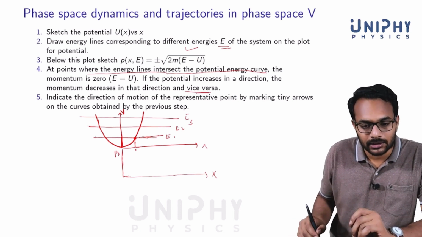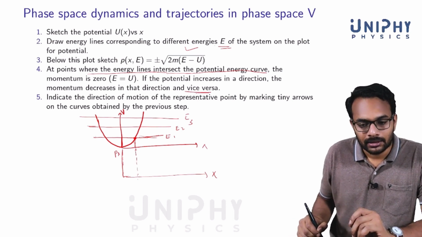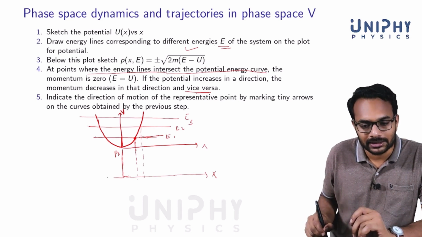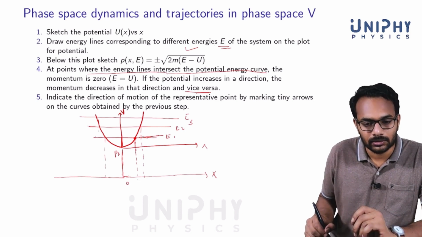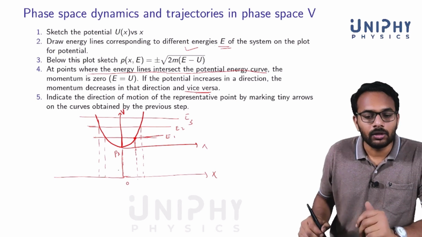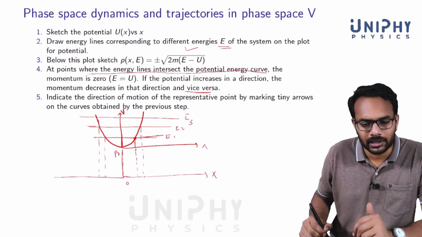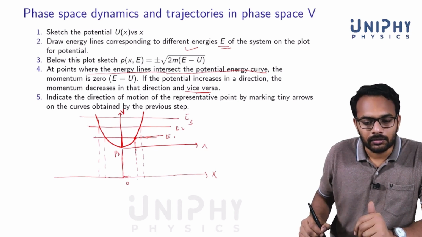So let's drop these lines here. These are points where the momentum becomes equal to 0. We need to extend this from 0 to both sides. This is true here also. Now we have got to start somewhere. Let's start here, or let's start here.